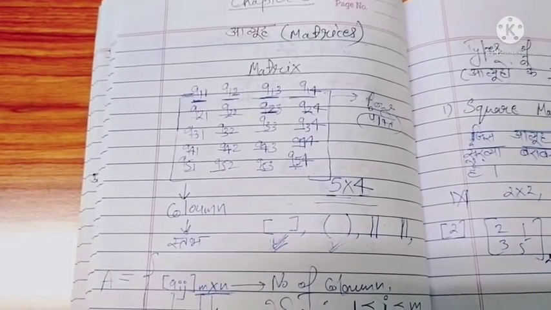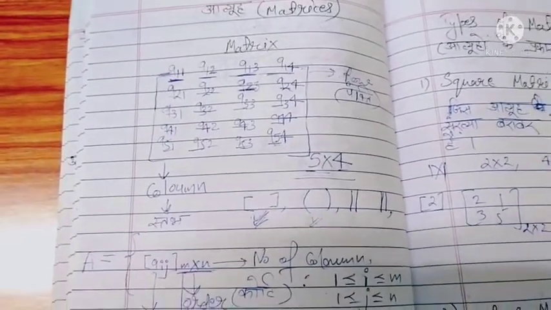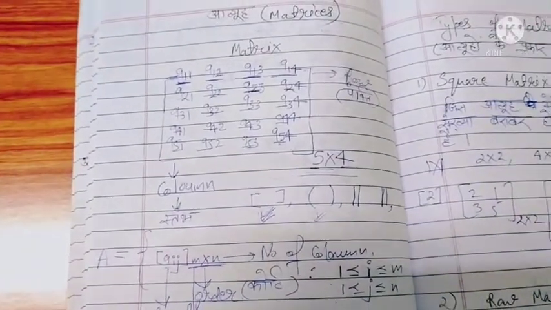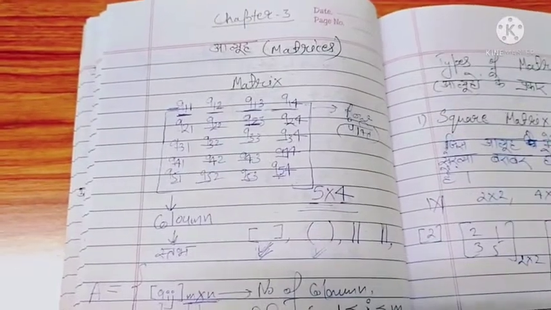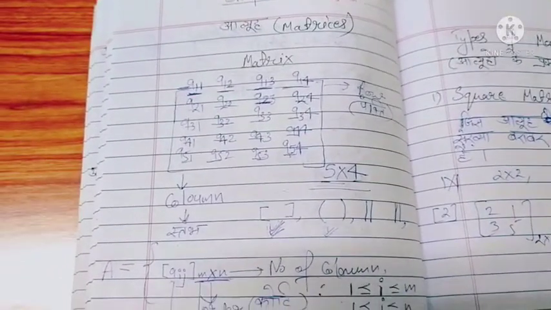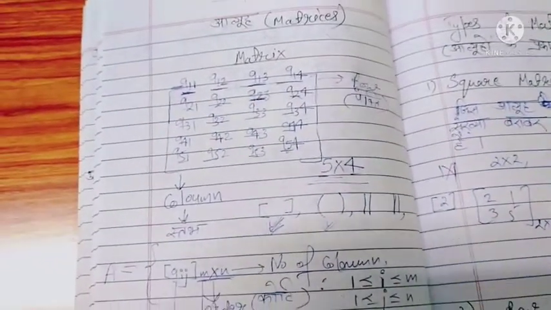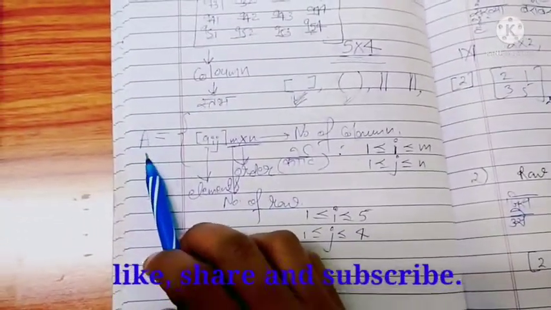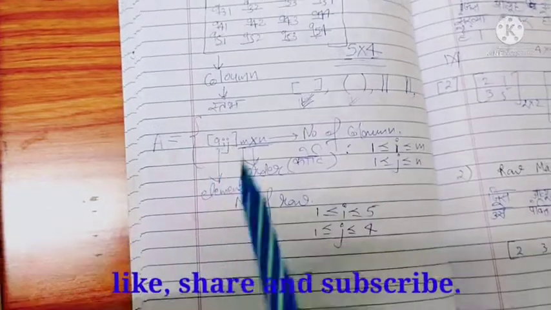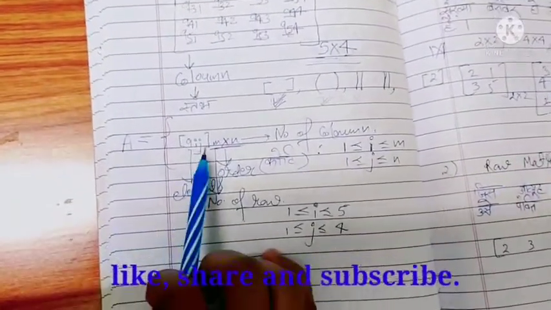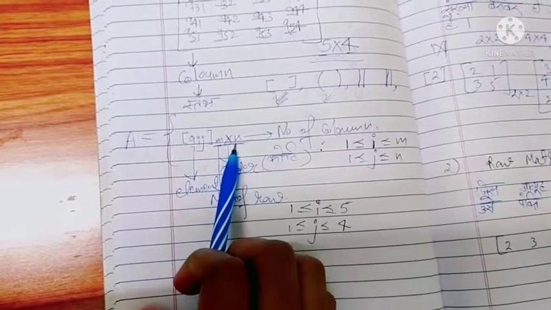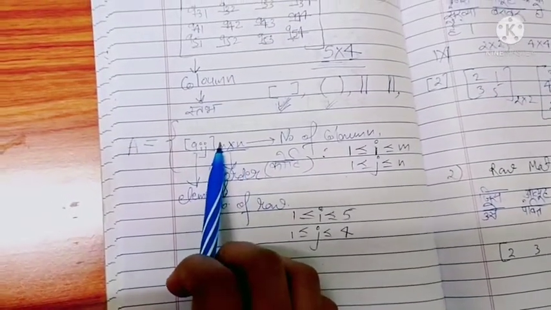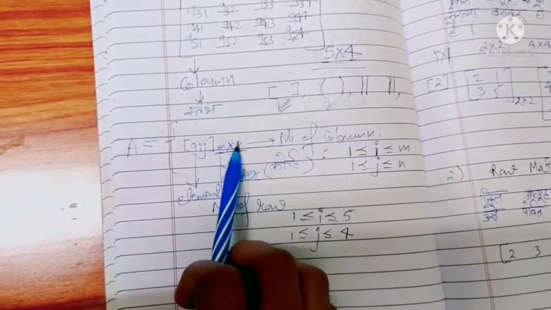of numbers or functions, and the numbers or functions included in this representation are called elements of the matrix. Simply, we can represent a matrix by A, B, C, any capital letter of the English alphabet. We can represent a matrix as Aij, M cross N, where M cross N is called the order of the matrix, where M is the number of rows and N is the number of columns of the matrix.